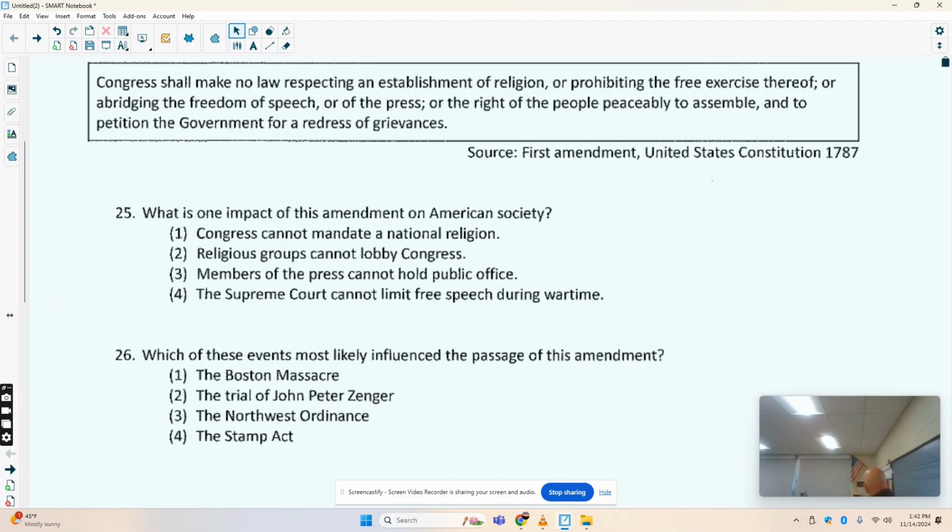Does the Boston Massacre, at first glance, have anything to do with the protections included in the First Amendment? You say no, Dylan? All right. Does settling west of the Appalachian Mountains and territories becoming states have really anything to do with anything included in the First Amendment? Does the Stamp Act of 1765 have anything to do really with the First Amendment with respect to religion or free speech or protests or freedom of the press? I'll say no.